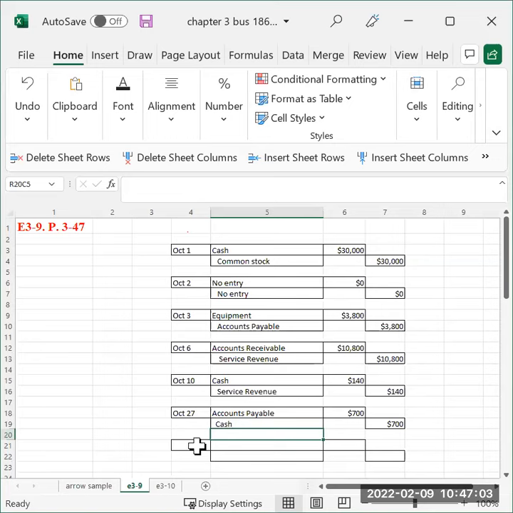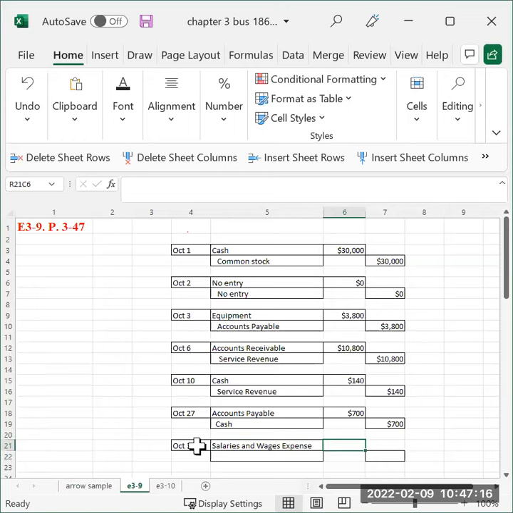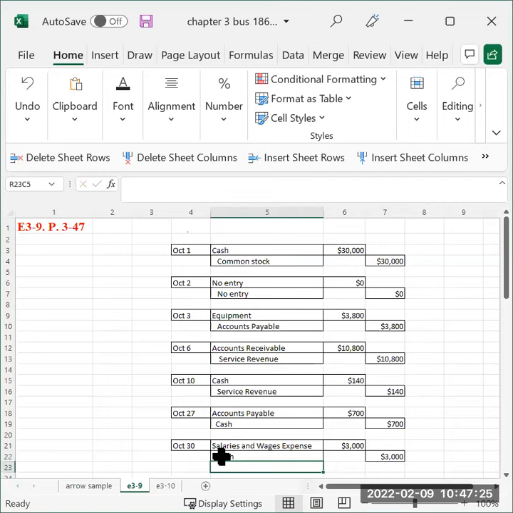And it's salaries and wages expense. And expenses have a debit balance. So to make it go up, we are going to debit it. So we're going to debit salaries and wages expense, 3,000. And then we are going to credit cash because it said we paid it. Pays or paid is cash. All right, so that is exercise 3.9 on page 347.